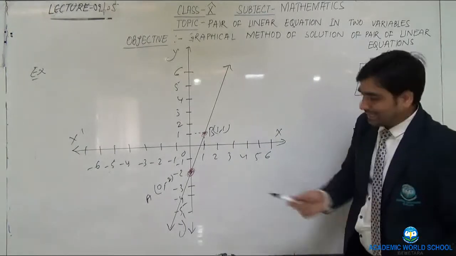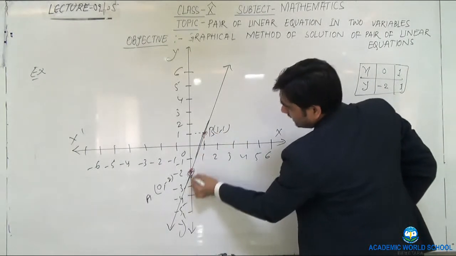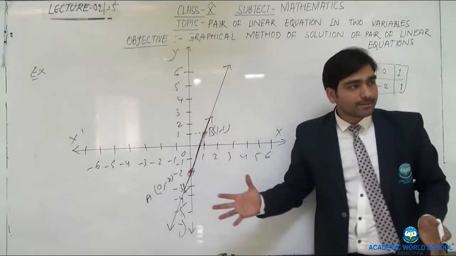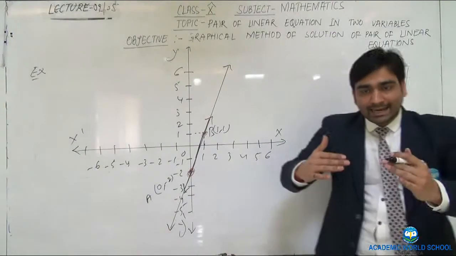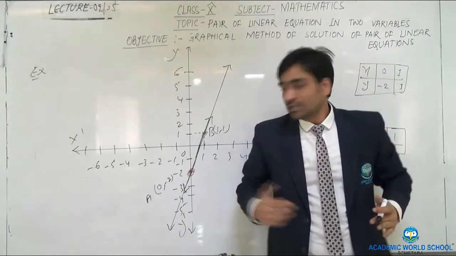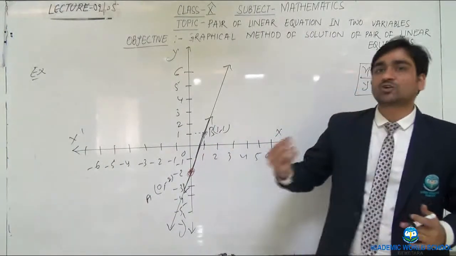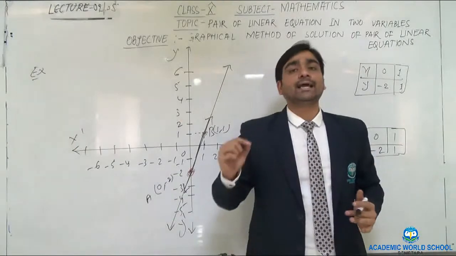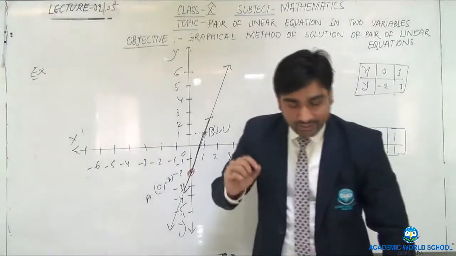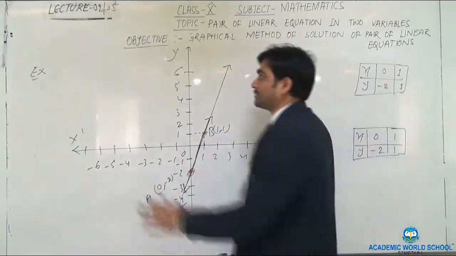That means again by joining these both points, if you draw a line, what do we get? One line is completely overlapping the second one. So this situation is called the coincident line. Correct? Now students, these three types of lines we have seen.